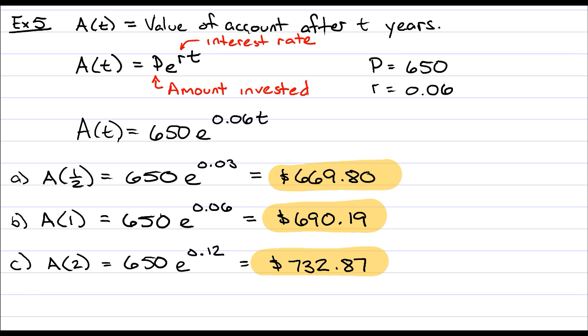And one more problem. Part D, I want to know the value of the account after 5 years. So that's 650 times e to the 0.06 times 5, which is 0.3. So that turns out to be $877.41.